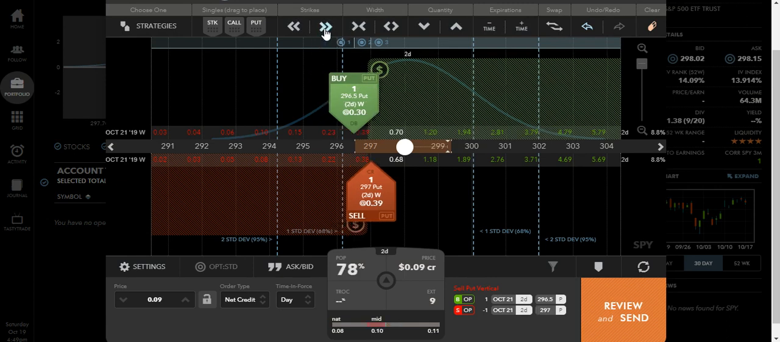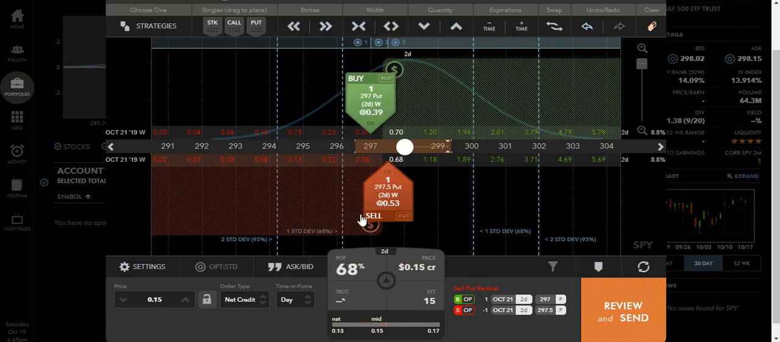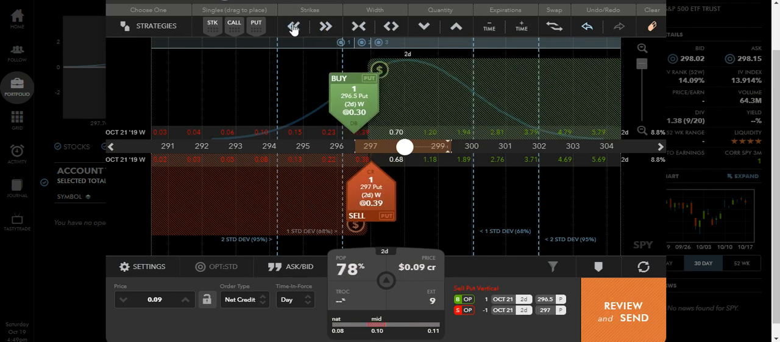But typically I place my credit spreads right around the 70% mark. If it's a big trade or what I think might be a riskier trade, I'll give myself a little cushion. This is where the strike price is at. Looks like 298 is the strike price.